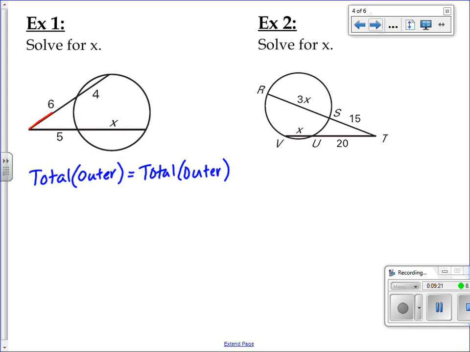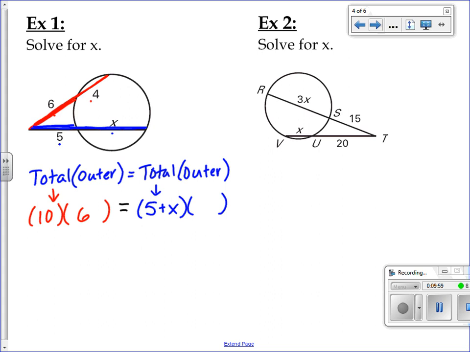All right, so you can start with either of the secants. I'm going to start with this first one here that I see on top. If I want to find the total length of that, I'm just going to add 6 plus 4. Total length is 10. I'm going to multiply it by the outer part. Well, the outer part is clearly just 6. So that concludes my first part here. And I'm going to do the same exact thing with the other secant. If I look at this secant, the total length is going to be adding 5 plus x. Now I'm going to multiply by the outer part. Well, the outer part is just 5.